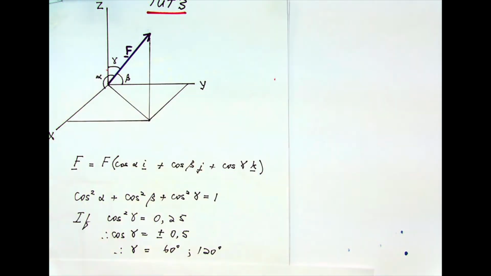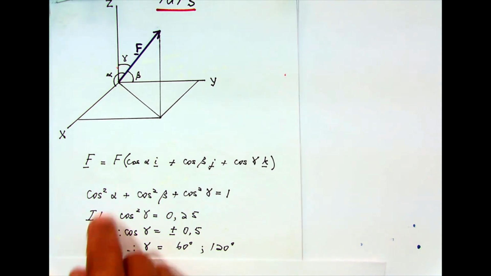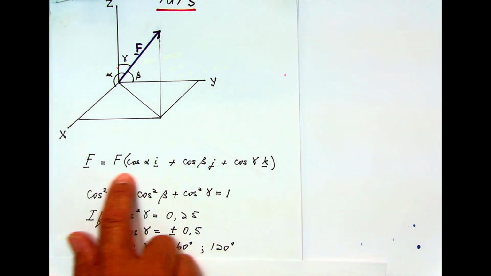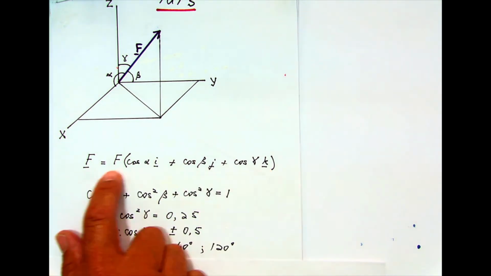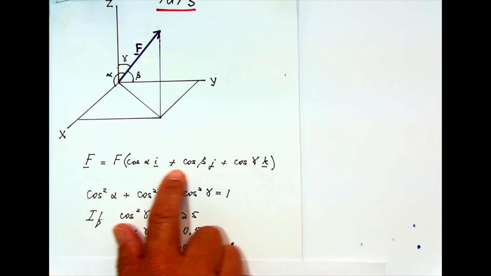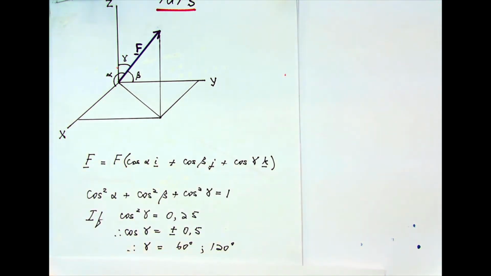You've got to look at the drawing and check, is gamma an angle less than 90, or is it an angle larger than 90? So this is the one method. That's your basic equation, the magnitude there, and then the cos of the angles with the three axes. So you have one or two or a couple of problems today where you'll have to use this method.